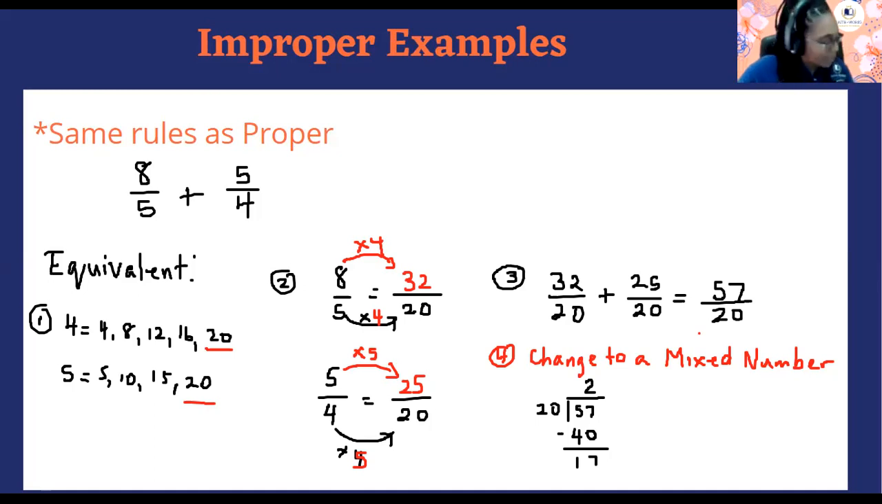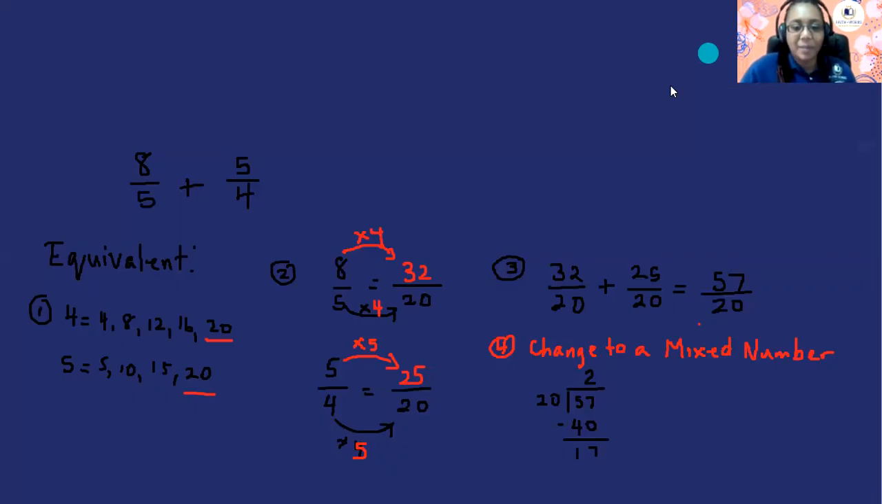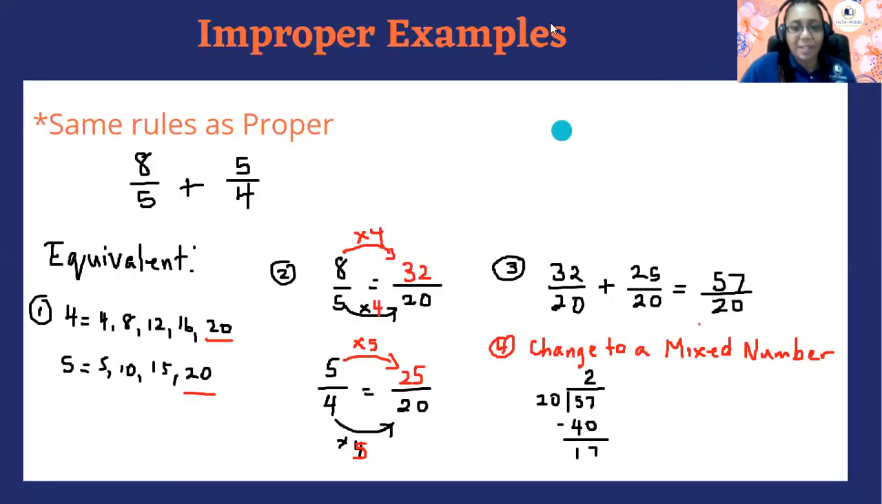That's weird. All right, so the answer is 2 and 17 out of 20. Why is this coming up? I didn't press this. How do I get this away? Right, okay. That's weird.